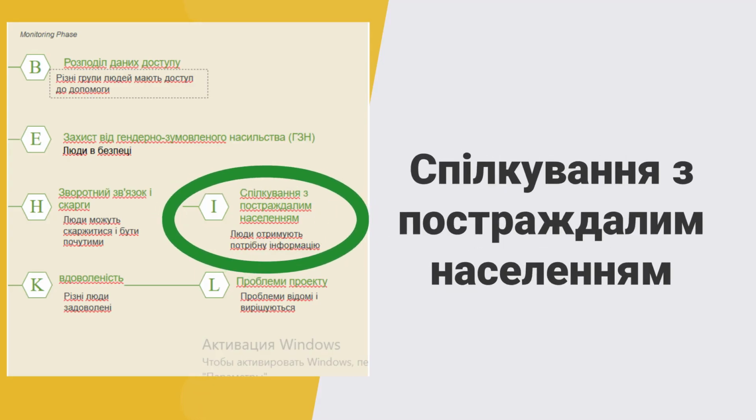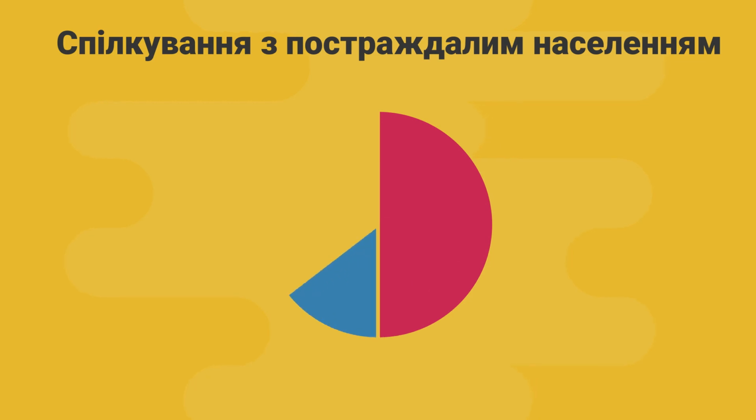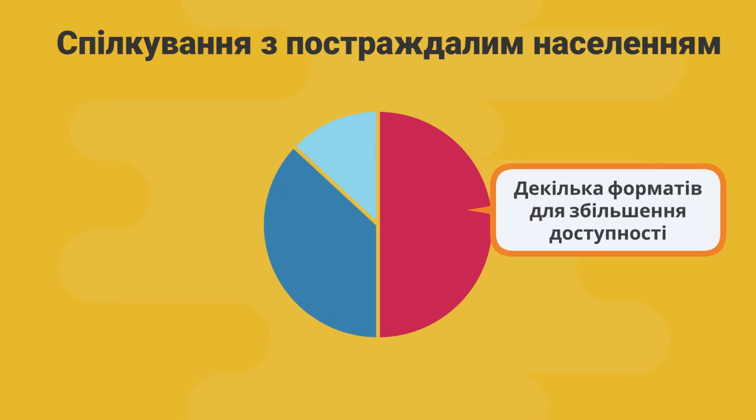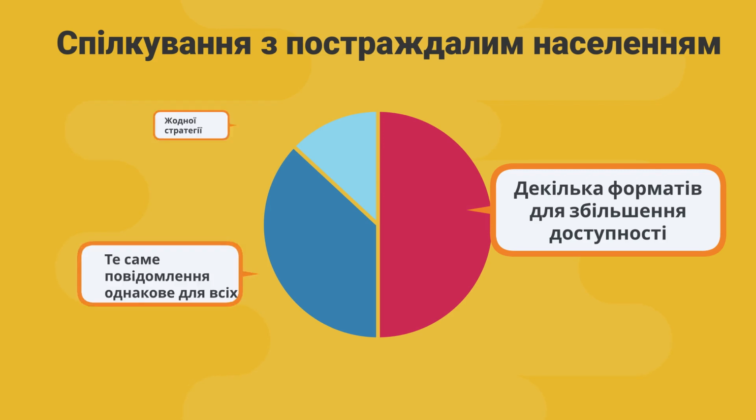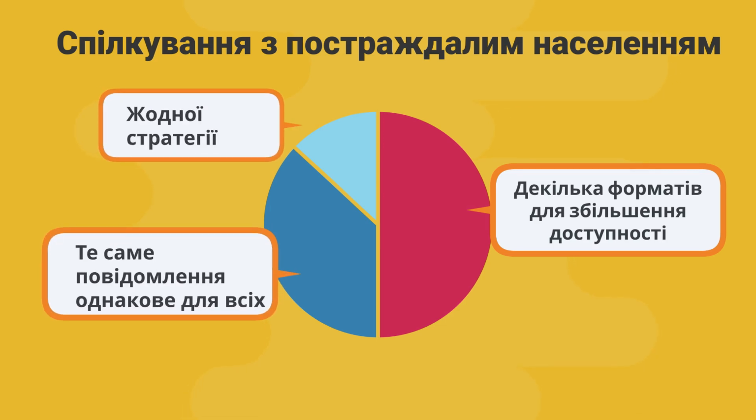GEM I, communicating with affected population. 50% of projects are adapting their communication to reach different gender or age groups. For example, women compared to men, people with disabilities, or elderly compared to adolescents, literate and non-literate people. However, many still provide one standard message or approach for everyone.